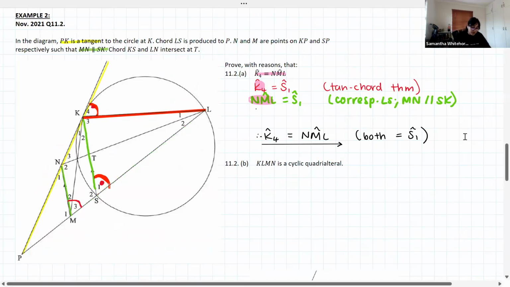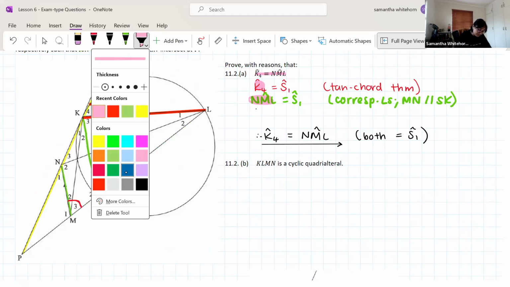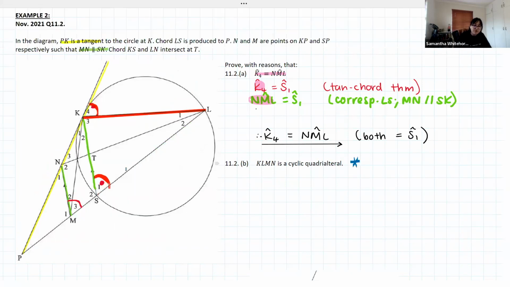And 11.2 question B says, prove that KLMN is a cyclic quad. Okay, now remember, a cyclic quad means that all four vertices touch or lie on the circumference. So KLMN is, okay, we'll get it eventually.